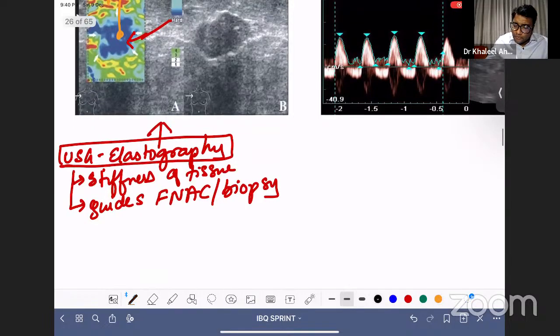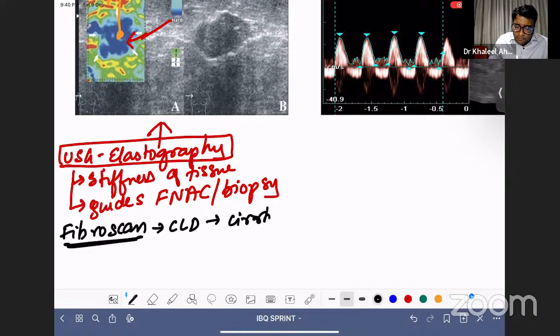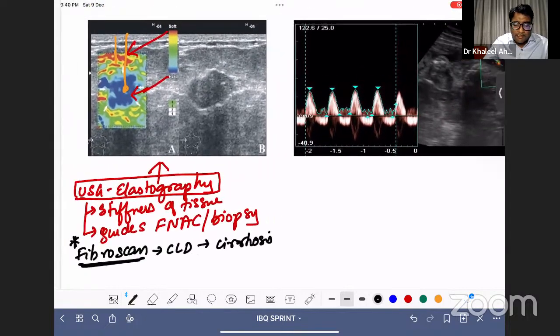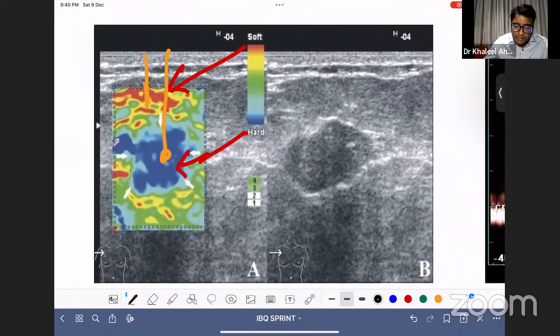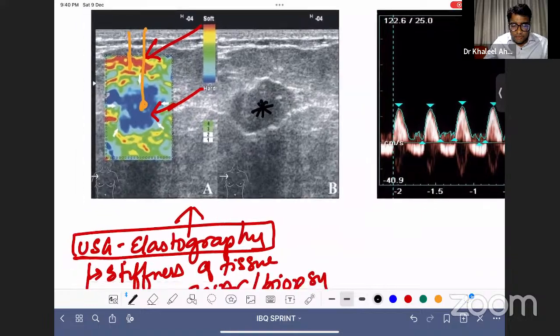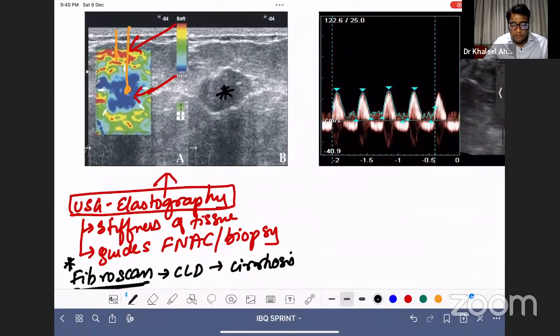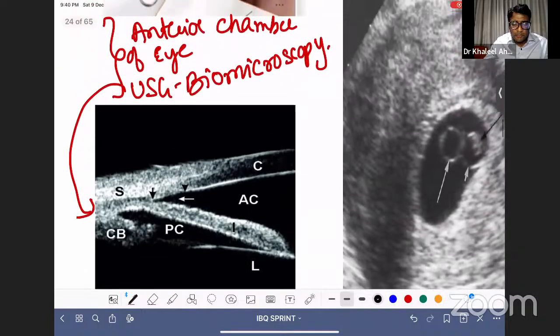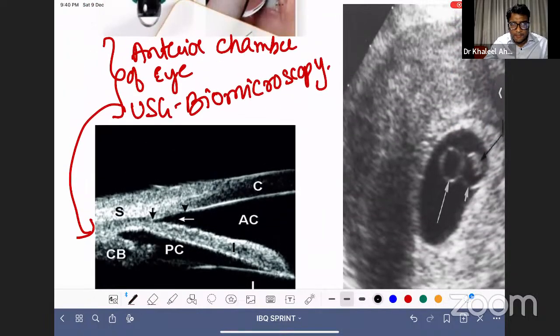Ultrasound elastography is also used in a technique called fibroscan. Fibroscan is used in the liver to look at the progression of chronic liver disease into cirrhosis. So this technique is not a color Doppler ultrasound. Okay, please differentiate. This is a lesion in the breast, right? And you are seeing this color coding with red, yellow, and blue areas. This is ultrasound elastography, not a color Doppler image. Please remember how ultrasound elastography appears and how ultrasound biomicroscopy appears. Keep this in mind.